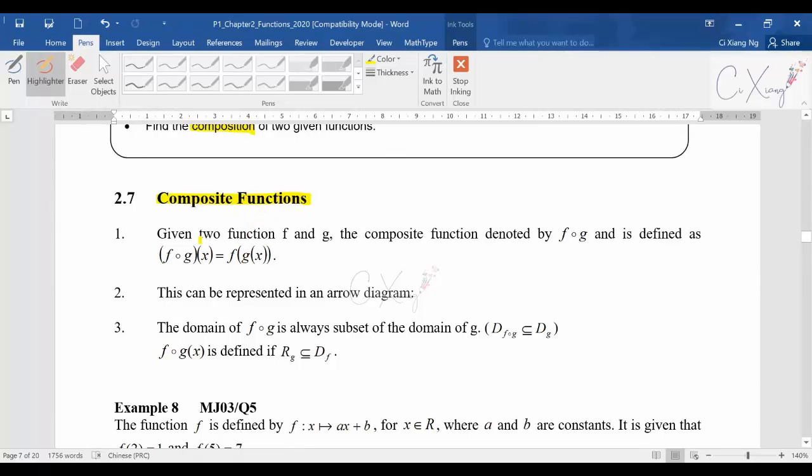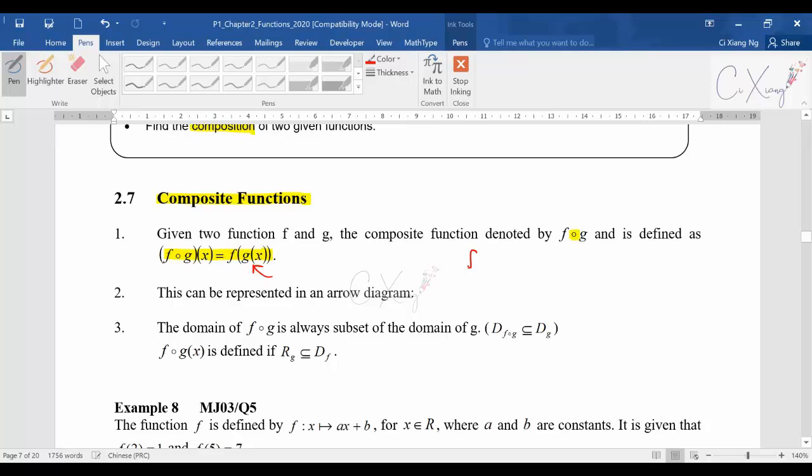Let's say I'm having two functions f and g, and the composite function we denote by a white circle, f composite g. When you write it in the equation, it becomes f composite g of x, which equals you are putting the g(x) inside the f. Okay, so what does this mean?